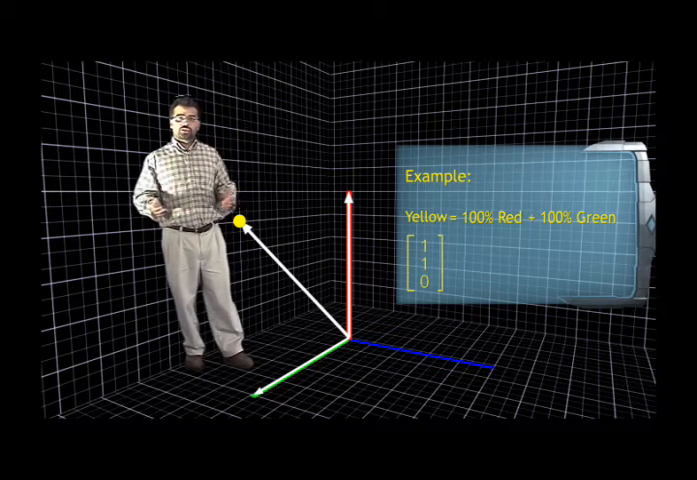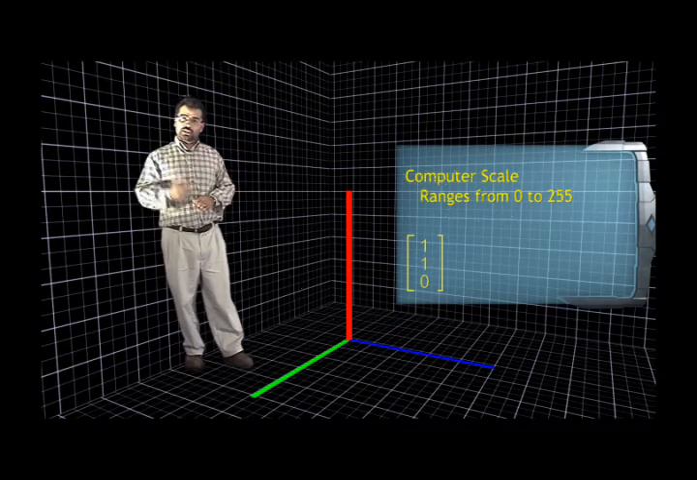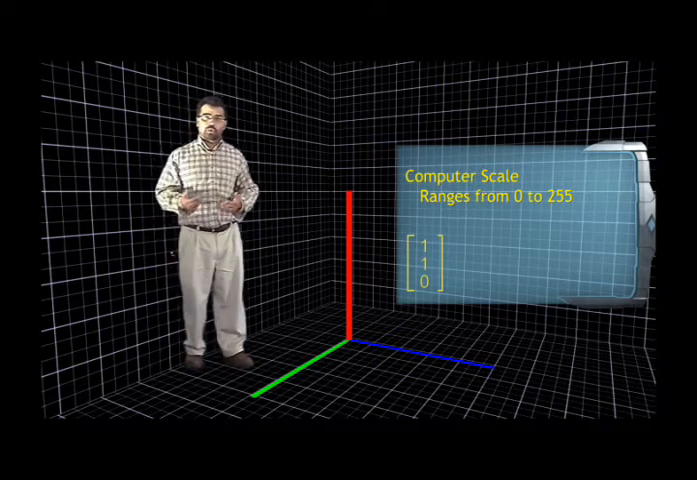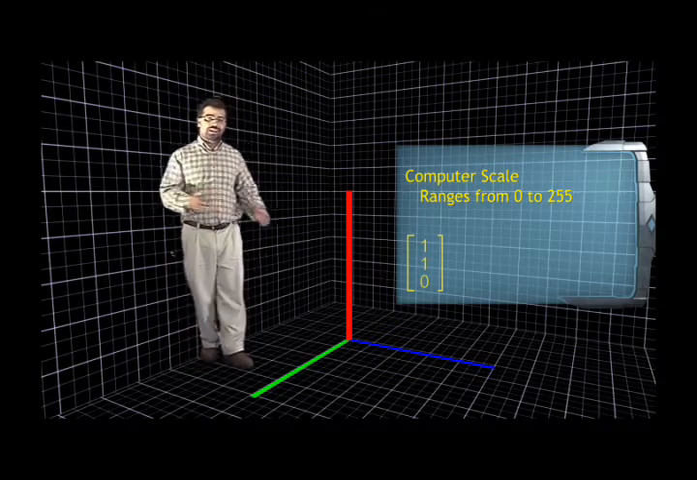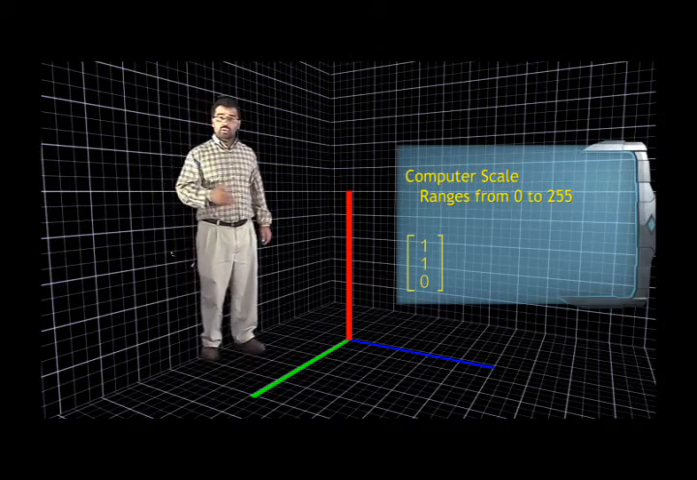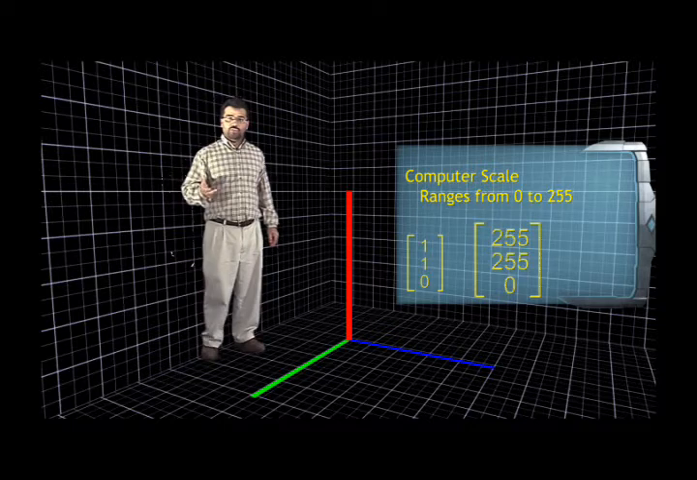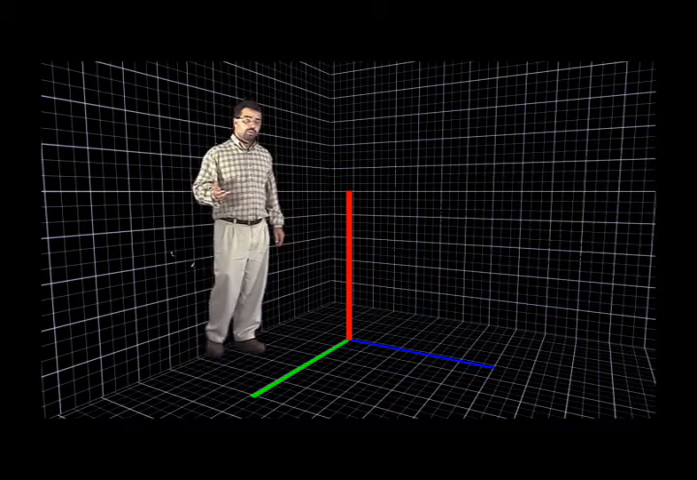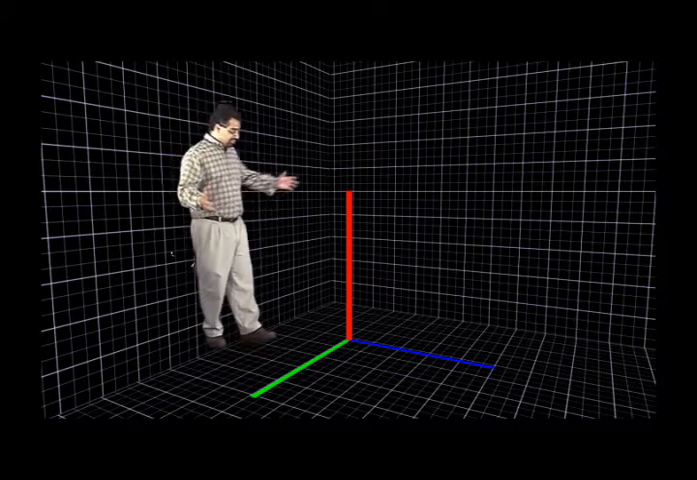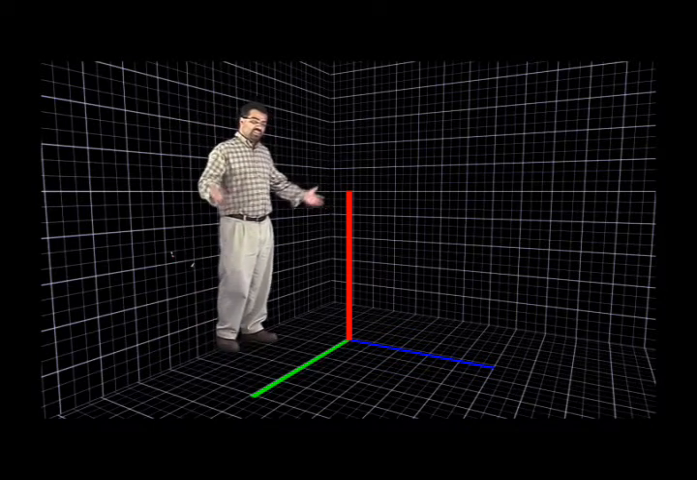Now within computer terminology, we typically adopt a scale that goes from 0 to 255, and that's because we usually allocate 1 byte per color. Therefore, our scale typically goes between 0 and 255. Therefore, our color yellow will not have the coordinates 1, 1, 0. Instead, it's going to be 255, 255, 0. Okay? Well, now that we have this cube, as I mentioned, let's see why is it a cube.